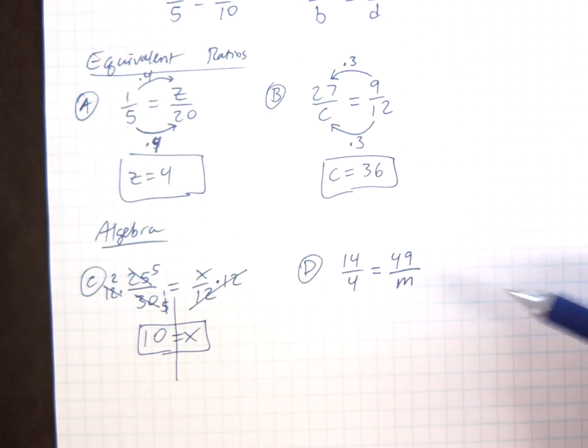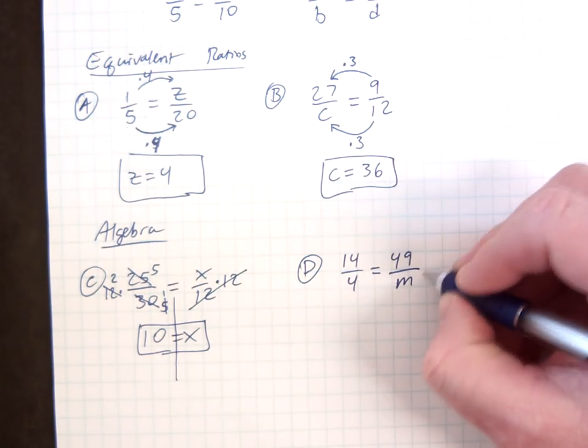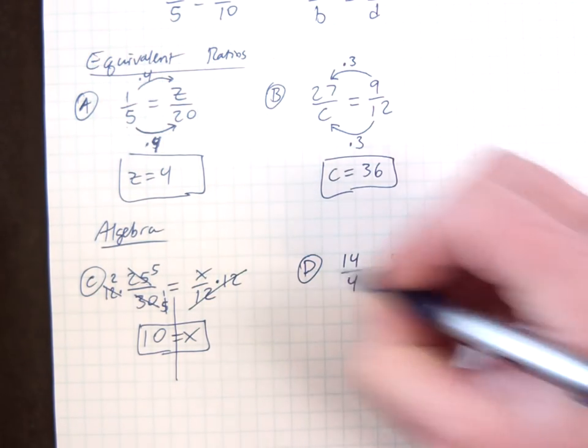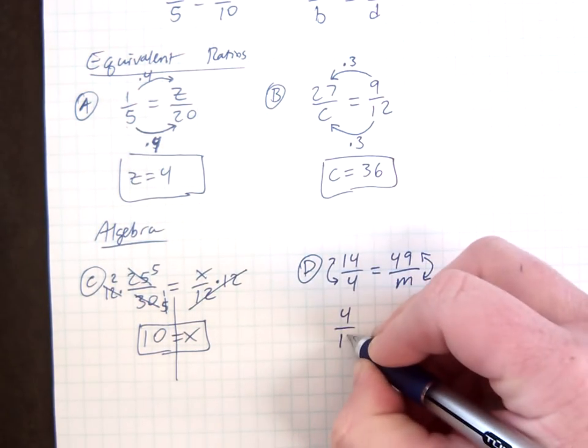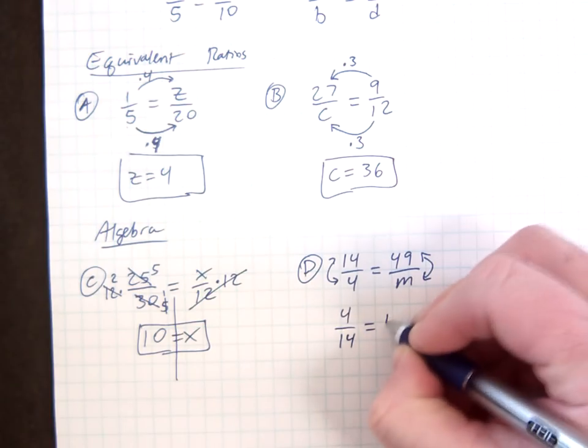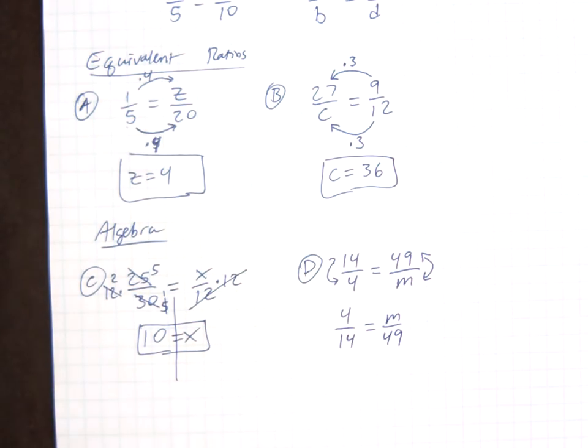And so we have two options. Let me show you the first option. The first is that I can simply just flip both sides and rewrite the proportion. Now it's 4 is to 14 as M is to 49.